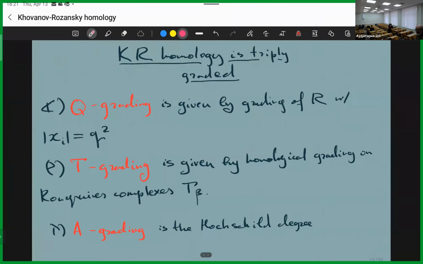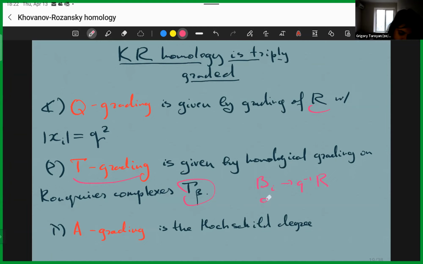First of all, I just wanted to briefly mention that this Khovanov-Rozansky homology is freakily graded. And don't try to follow grading conventions because each paper has a different one. But basically, we have a Q grading, which is given by the grading on R, a T grading, which is given by the homological grading on Rouquier complexes. So it depends on your convention. If you want to think that, for example, the differential always lowers the degree, i.e. you have homological conventions, then I guess you should think that you have something like 0 and minus 1 here, or 1 and 0 here. Once again, please don't try to follow the conventions because various authors change the grading very often.